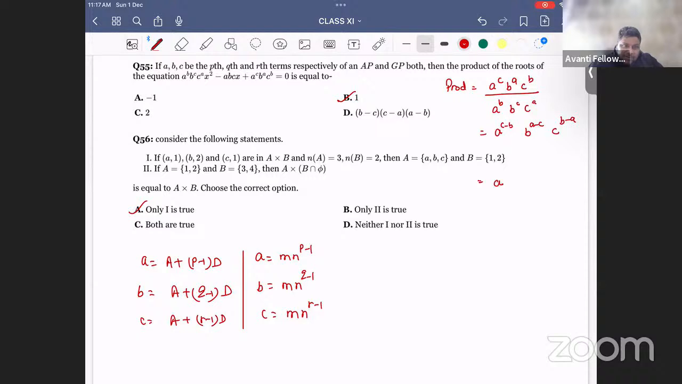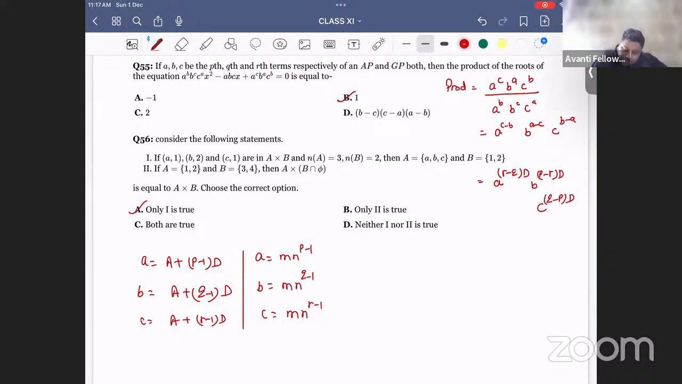So this is going to be what? a to the power (r minus q) into d, b to the power a minus c. a minus c is (p minus r) into d, and c to the power b minus a, that is (q minus p) into d. Am I clear?